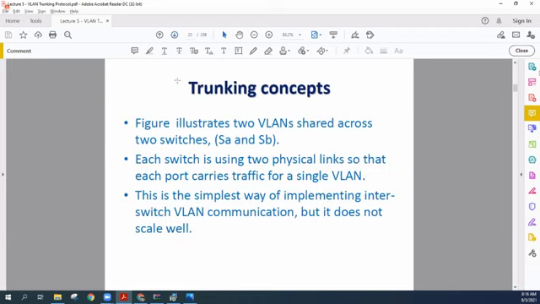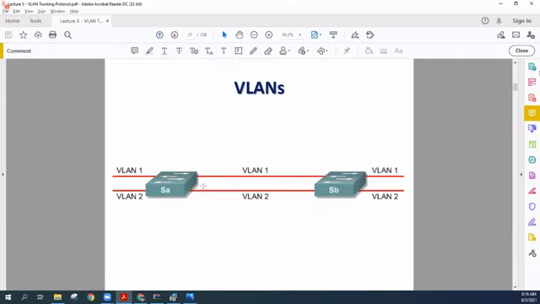Right? Each switch is using... Yeah, that part we covered. This is the simplest way of implementing the inter-switch VLAN communication, but it does not scale well. Yeah, that part also covered, because in this case only two. There can be three VLANs, VLAN 10, 20, 30, maybe 40. Four VLANs as well. In all those cases we have to have one cable for each VLAN.